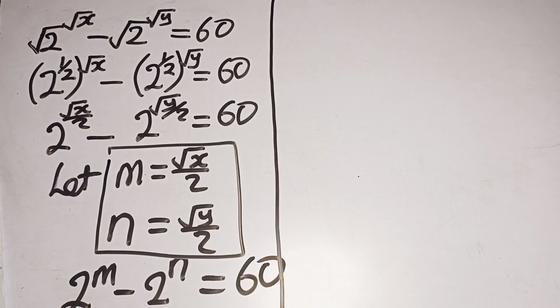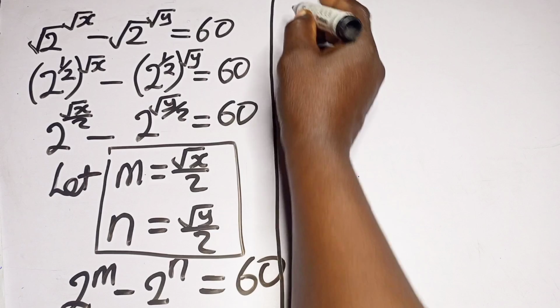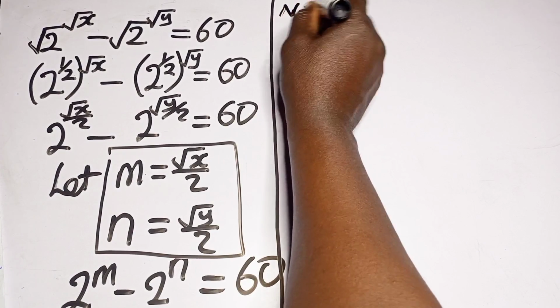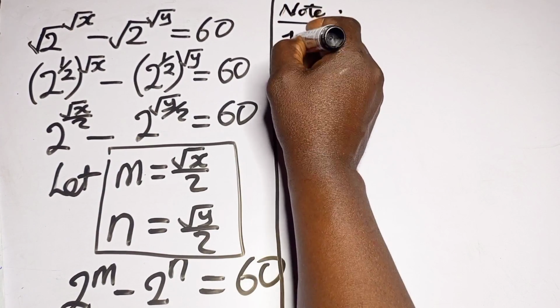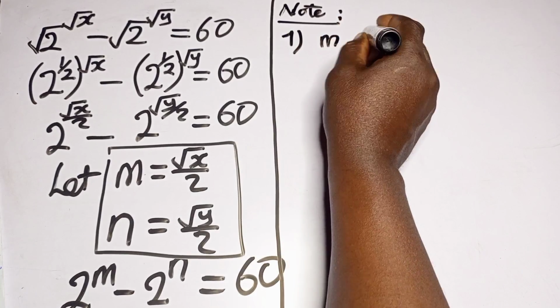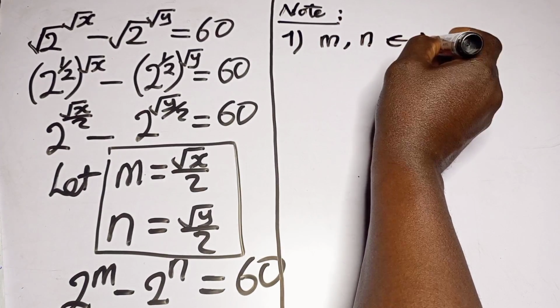Now, when we look at this, we have the following analysis to make. The first thing is that we have the difference of two index expressions that have the same base, 2 to the power m minus 2 to the power n, giving us a positive natural number. That can only happen when the powers are also natural numbers. So that's the first thing that we take note of: m and n must be natural numbers.